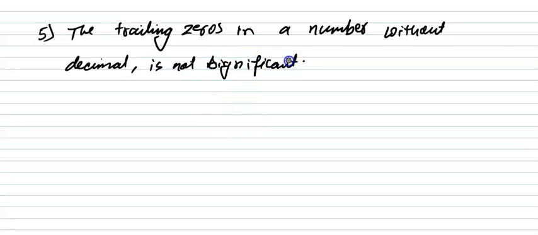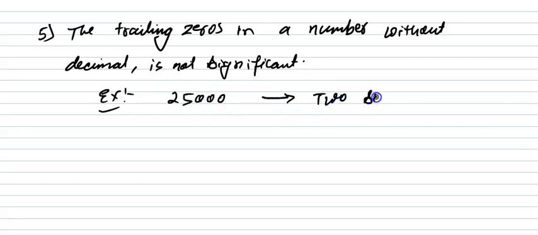Significant. For example, the number must be greater than 1, because the number should not be a decimal. So if I write 52000, these are trailing zeros without any decimal number, so I can say it has only 2 significant digits.